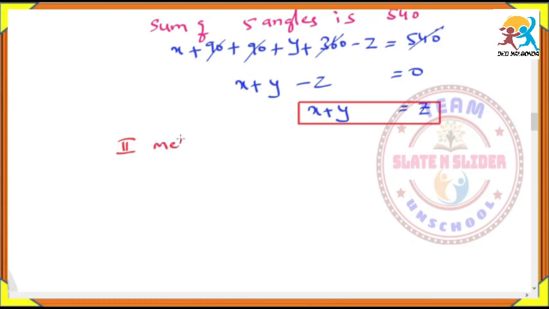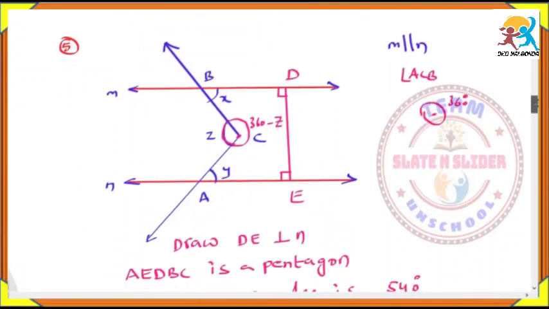The second method is very simple. We have to draw a line parallel to M and N through C. I will show it here itself. So through C, I will draw a line parallel to both the lines M and N. Yes, I have drawn this.